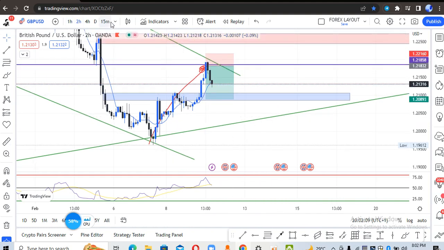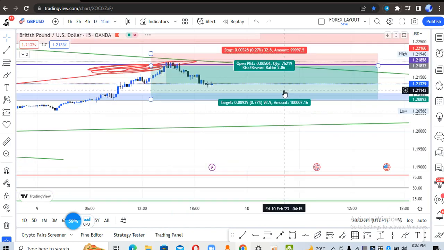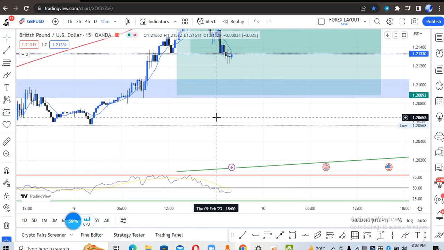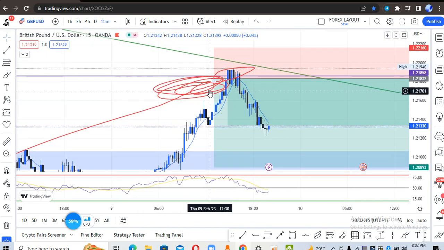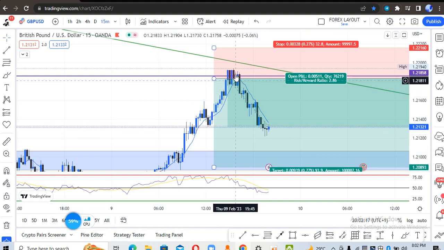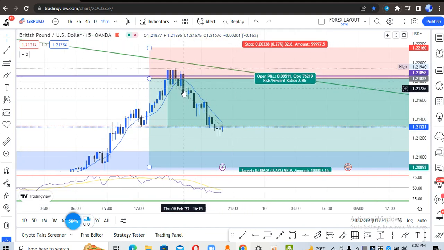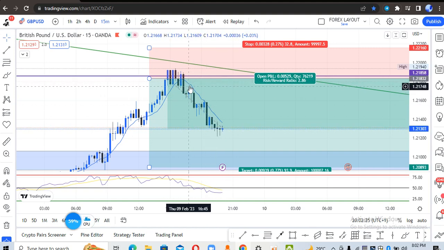If you go down to the smaller time frame, I saw the reactions at this point, right here, and I saw this engulfing candle, which was a confirmation that we're going back down, and I placed the trade just around this area when we retrace back. So guys, this trade is still running.